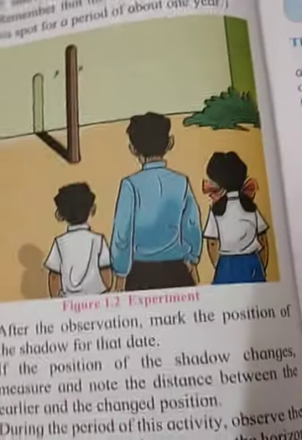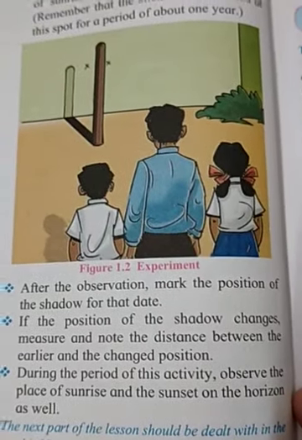If the position of the sunrise and sunset on the horizon are observed for the whole year, you will realize that they keep on changing. Let us try to understand the reason behind that with the help of this next activity. See, here they have given one more activity.